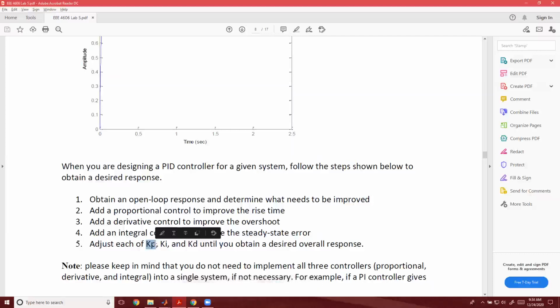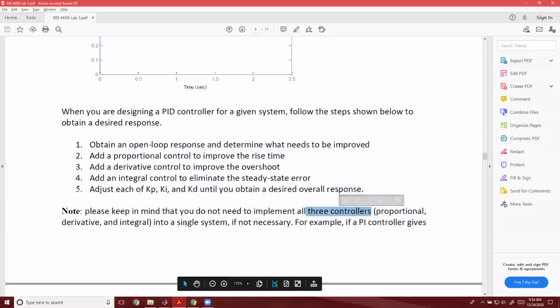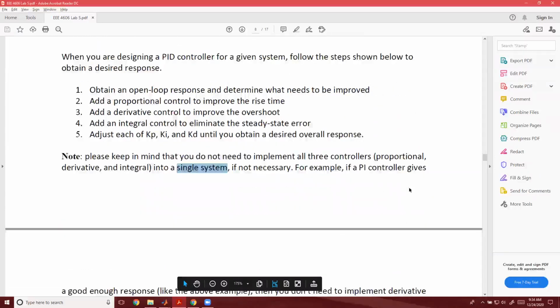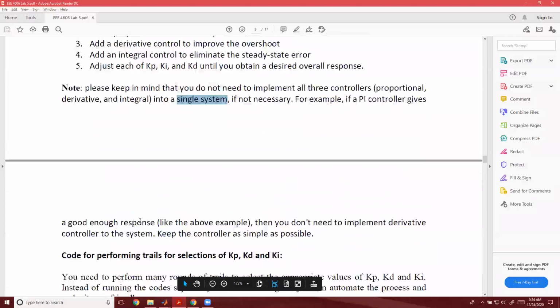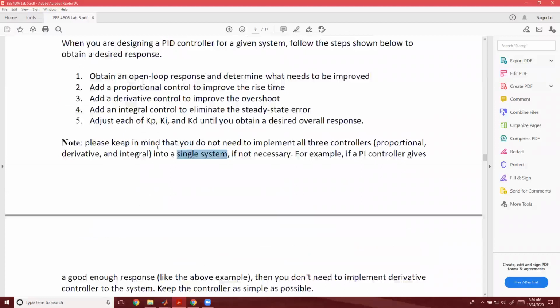Yes, sir. Okay. One thing to keep in mind is that you don't need to implement all 3 controllers into a single system. It's not necessary. For example, if a PI controller gives a good enough response, then you don't need to implement a derivative controller in the system. We're trying to keep the controllers as simple as possible. Now we're trying to adjust Kp, Ki, and Kd each time until we get our desired output.